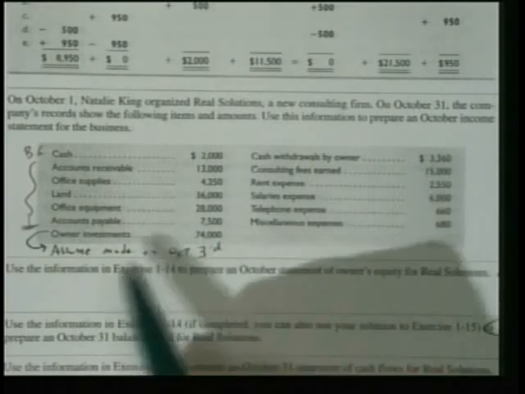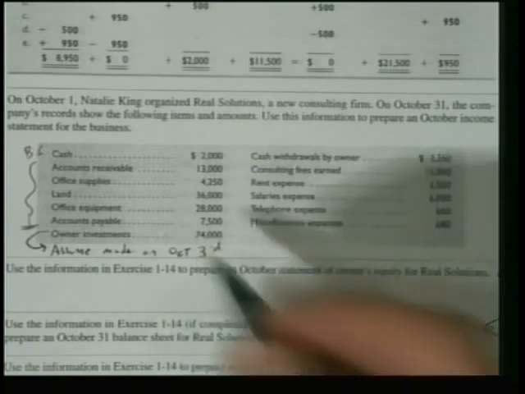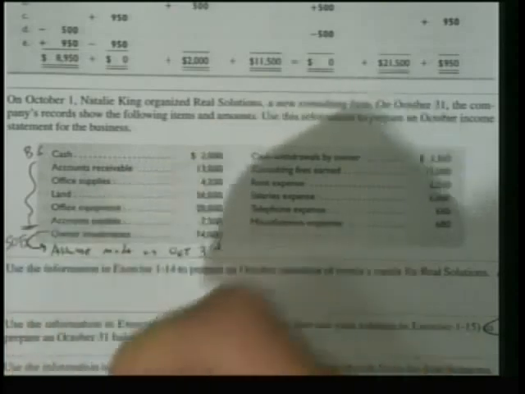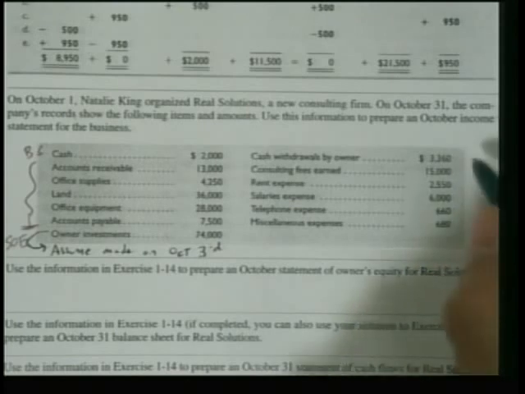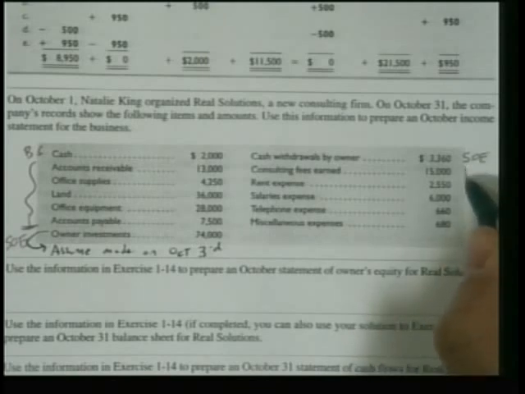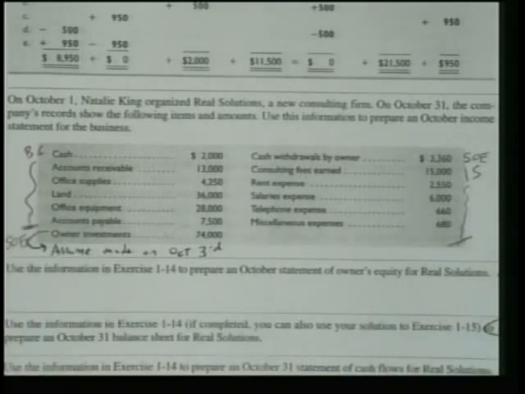Now, owner's investments, and let's assume that those were made like either the 2nd or the 3rd of October. That would go on what? The statement of owner's equity. Okay? What about the cash withdrawals by owner? Statement of owner's equity, correct? Consulting fees earned, that's another term for revenues. That goes on the income statement, as does rent expense, salaries expense, telephone expense, miscellaneous expense. Okay? Those all go on the income statement.